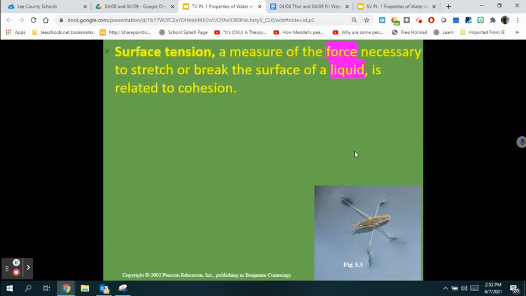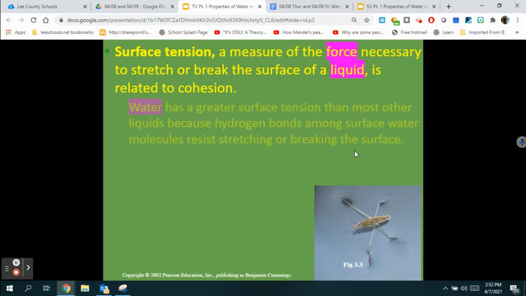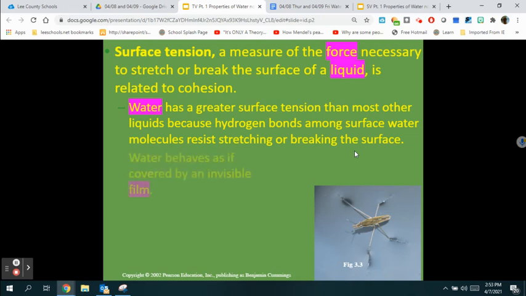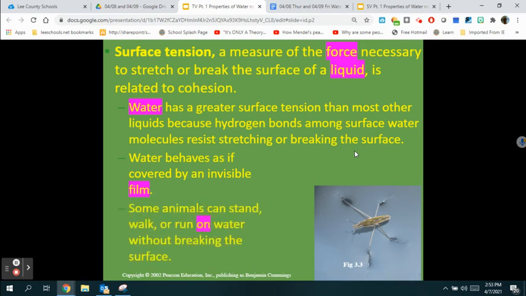Surface tension is a measure of the force necessary to stretch or break the surface of a liquid, and it is related to cohesion. Water has a greater surface tension than most other liquids because hydrogen bonds among surface water molecules resist stretching or breaking the surface. Water behaves as if covered by an invisible film. Some animals can stand, walk, or run on water without breaking the surface.